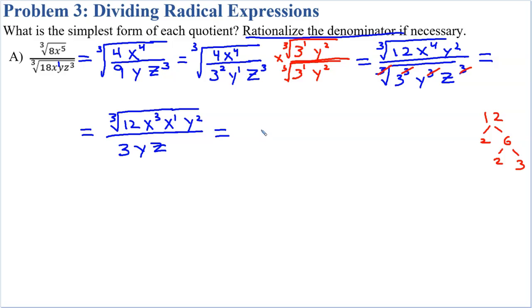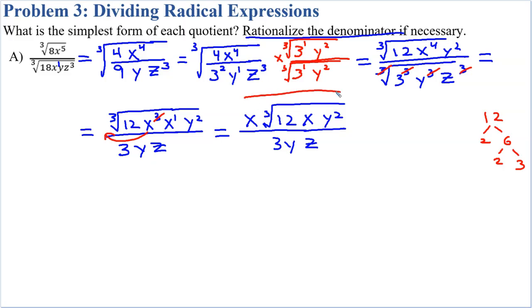Okay, so the final simplest version of this we can rewrite with the numerator as just an x for the x to the third that'll cancel and come out front. And then just third root of 12, we're left with 1x and a y squared. All right, all over 3yz. Okay, I'm going to say that's my simplest form of this quotient here with the denominator rationalized.